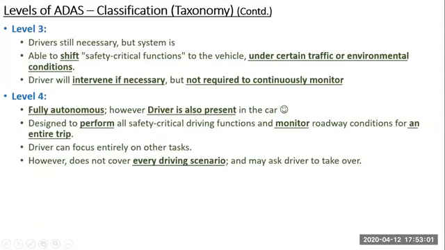Coming to level 4. Level 4 autonomy, again, fully automatic. However, the driver is still present in the car. You have to have him. The automatic system can perform all safety critical functions and monitor roadway conditions for the entire trip, right from Shivaji Nagar in Pune up to Worli in Bombay.